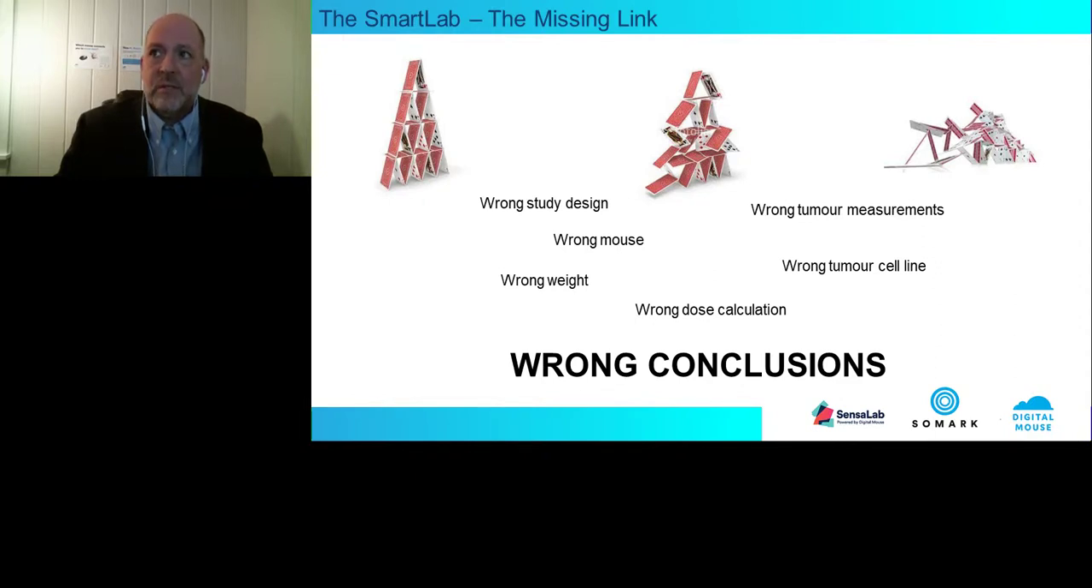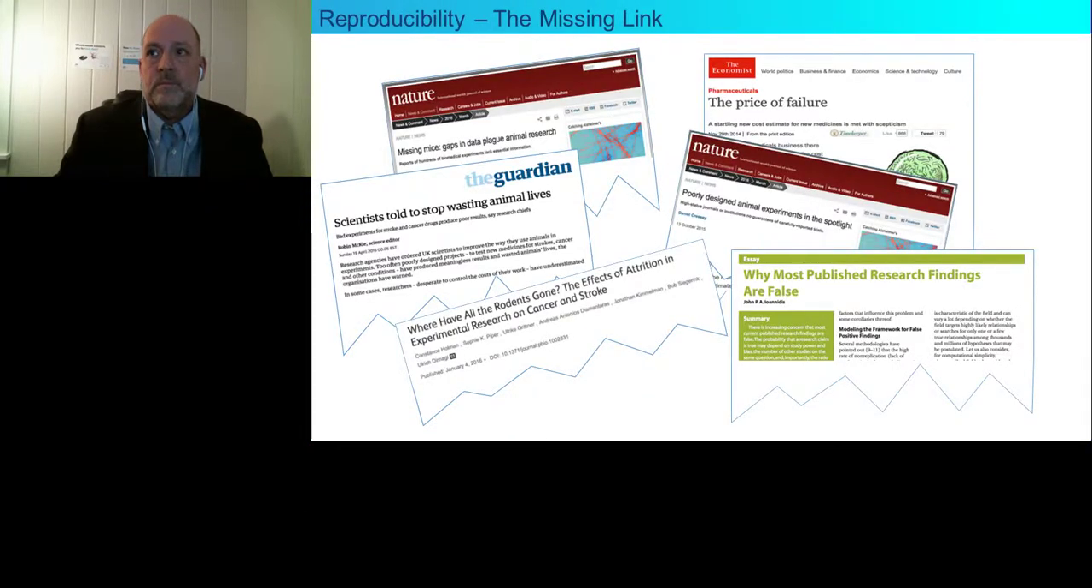So the lack of confidence in your data quality arising from your analog methods of identification, poor data management, and limited rigor applied to the process of experimental design, execution, and analysis is really creating a house of cards. The wrong mouse, the wrong weight, the wrong tumor measurement, all leading to the wrong conclusions, which is certainly evident in the in vivo preclinical research. The missing links are at the heart of the reproducibility crisis we see in in vivo research.